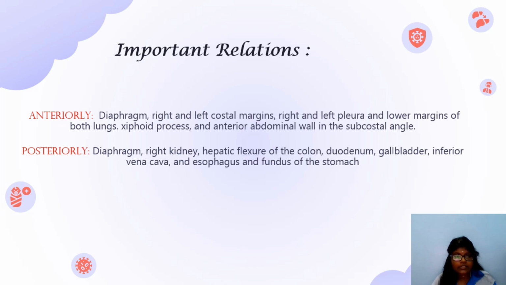Important relations. Anteriorly: diaphragm, right and left costal margins, right and left pleura and lower margins of both lungs, xiphoid process, and anterior abdominal wall in the subcostal angle. Posteriorly: diaphragm, right kidney, hepatic flexure of the colon, duodenum, gallbladder, inferior vena cava, esophagus, and fundus of the stomach.